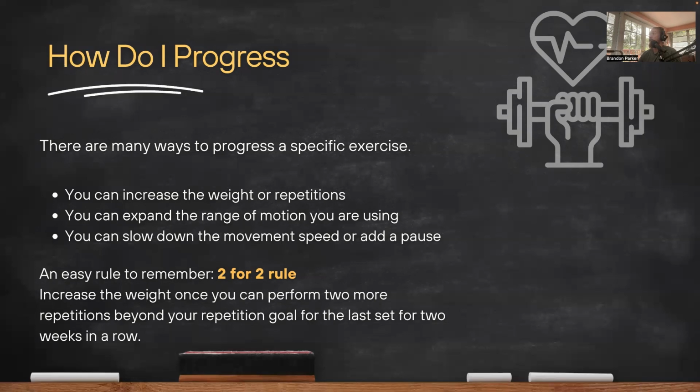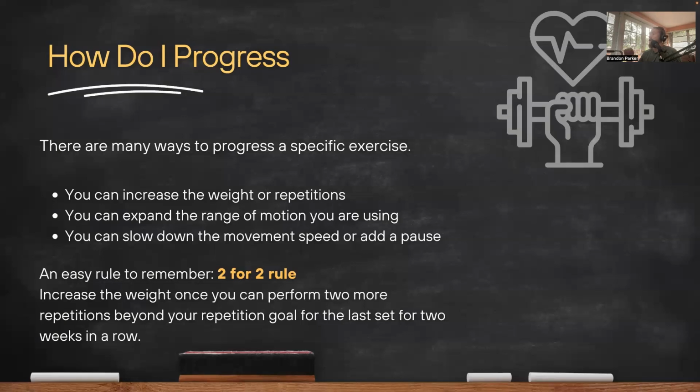Instead of doing 10 to 12 repetitions, we're now going to be doing 12 to 15, right? Or instead of doing 100 pounds, we are now going to do 105 pounds. Those small weight jumps are really, really large. So don't make drastic jumps unless it feels good and you're prepared for it. Okay. We can expand our range of motion.